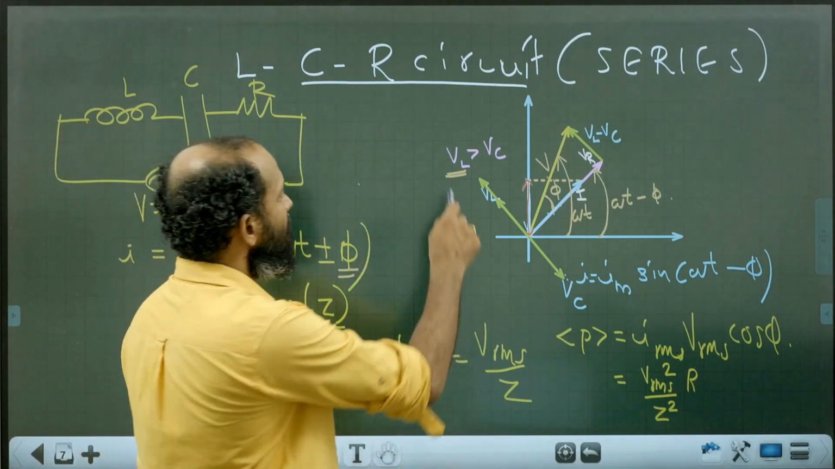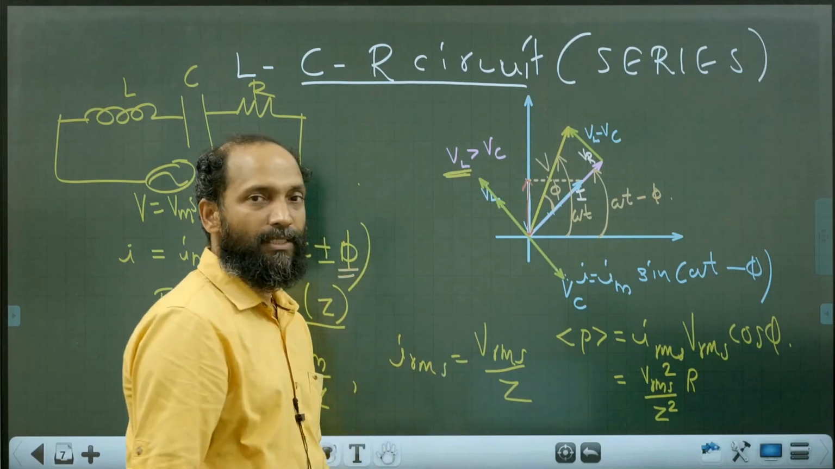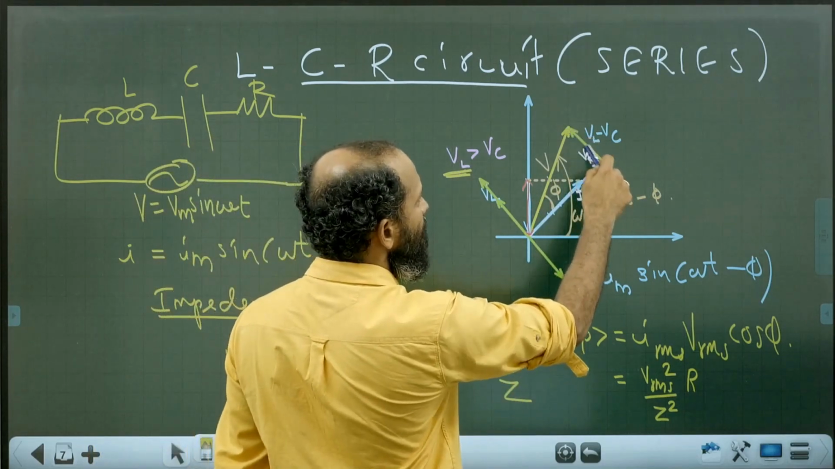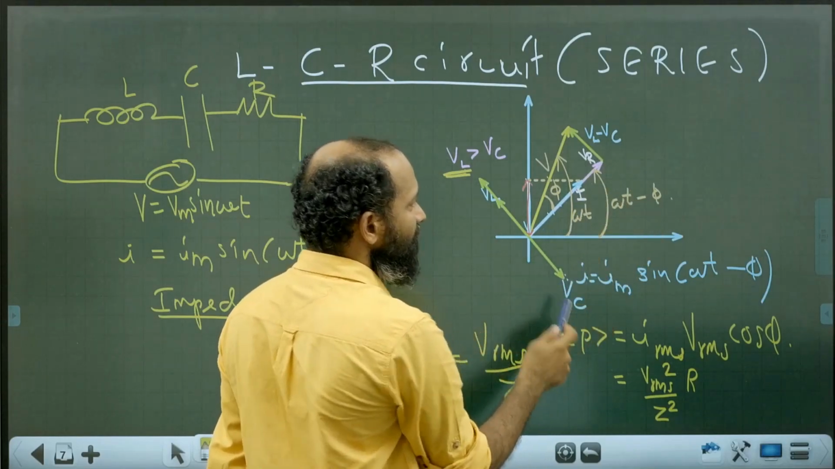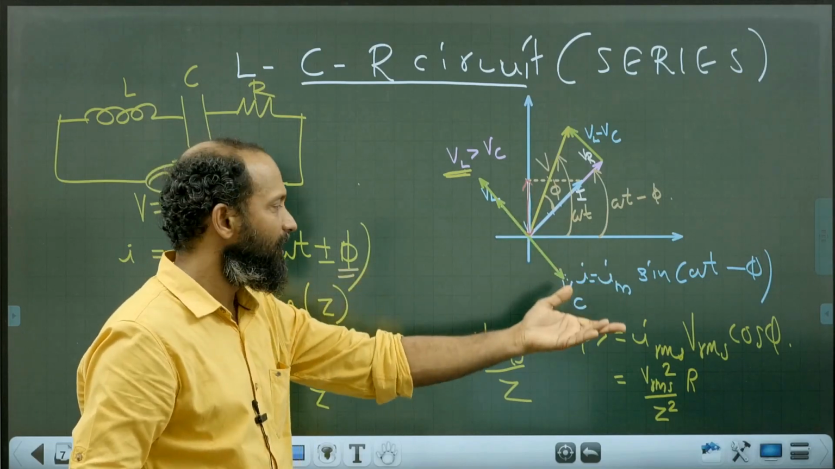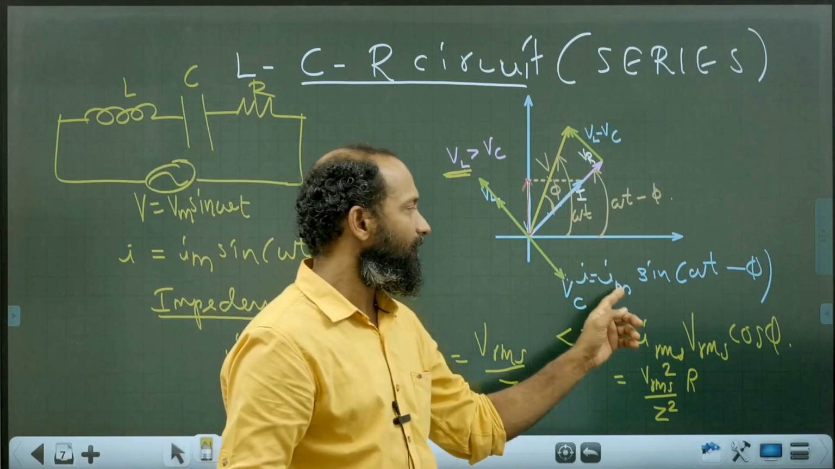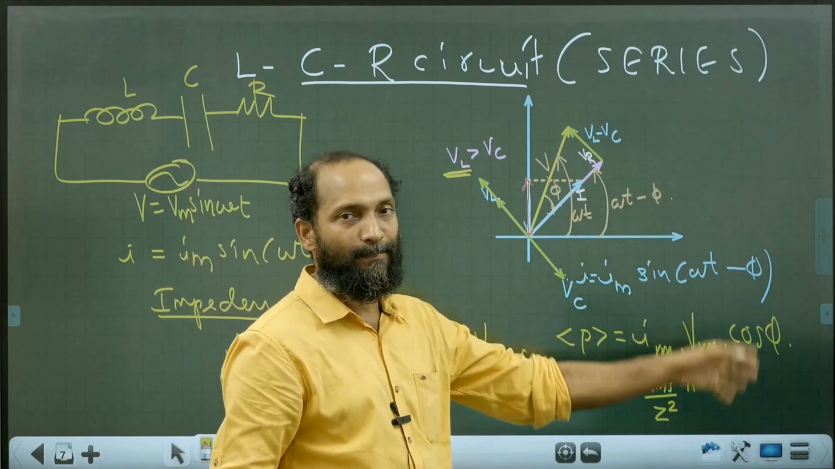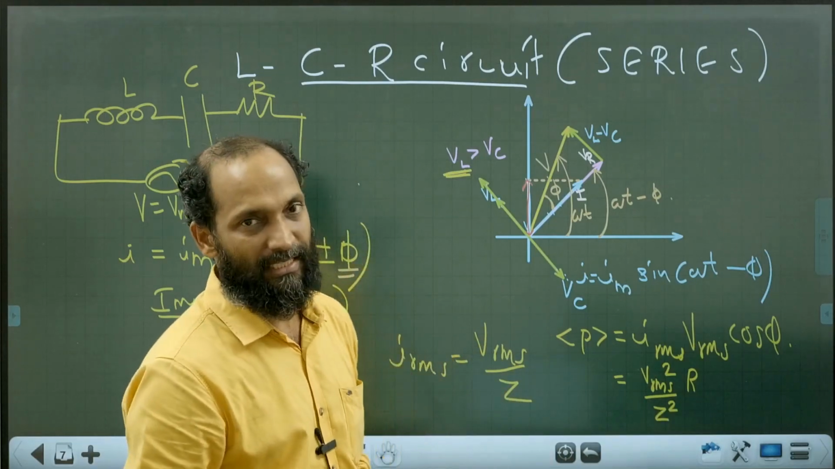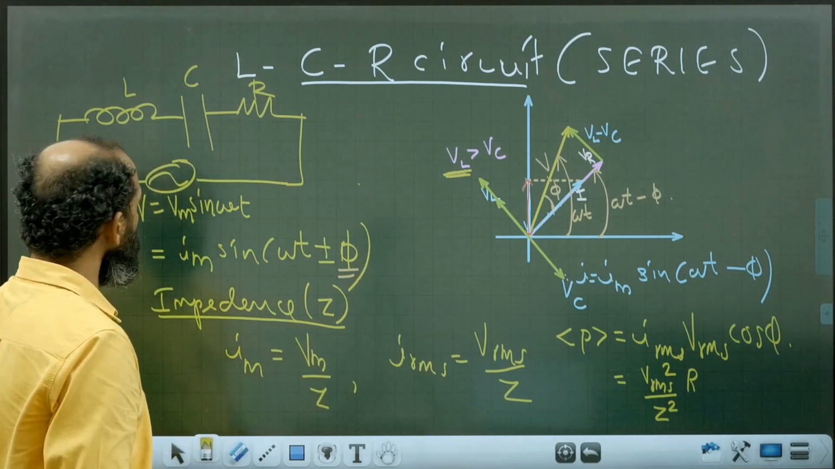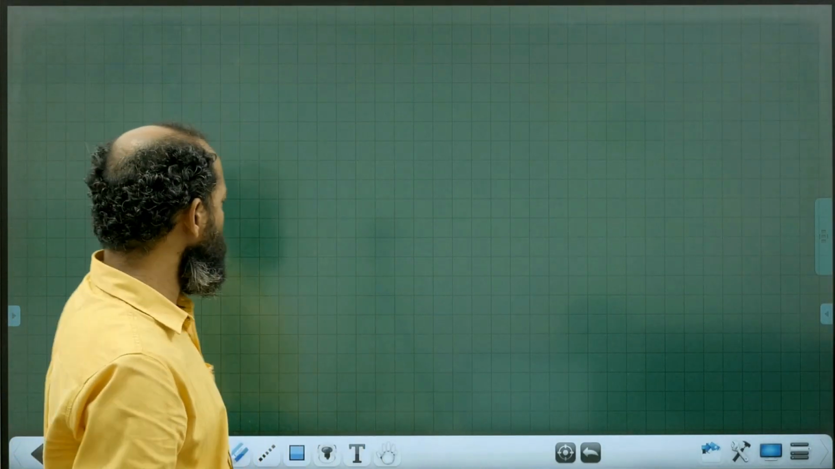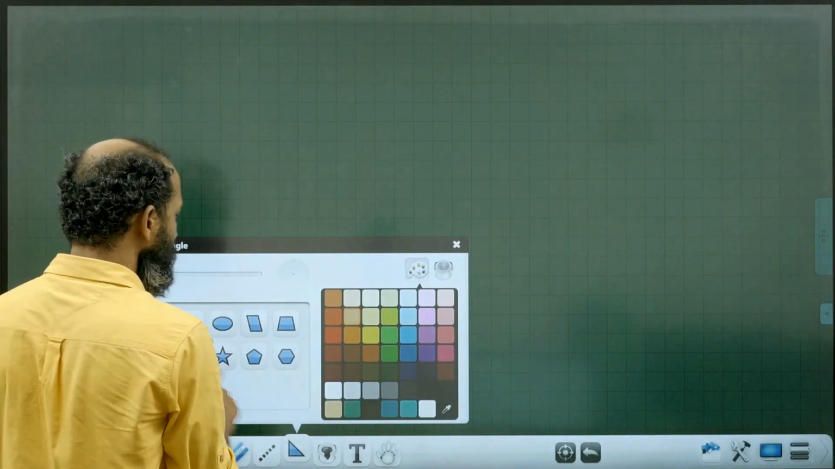Here, voltage across the inductor is greater. But if voltage across the capacitor was greater, this arrow mark would have been drawn downward, and the phase angle for current would have been omega t plus phi. So this answer would have been Im sin omega t plus phi. So current may lead or sometimes lag with respect to voltage. Now, what is impedance, as well as what is an impedance triangle?